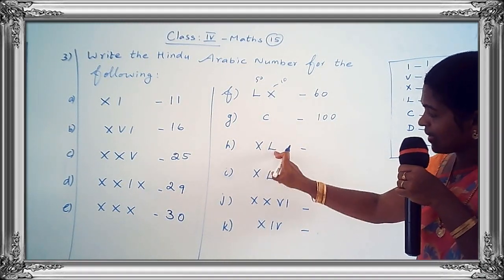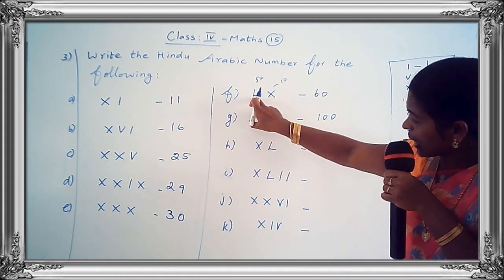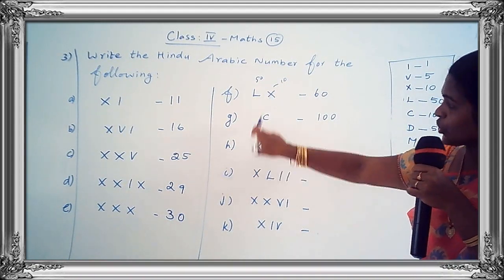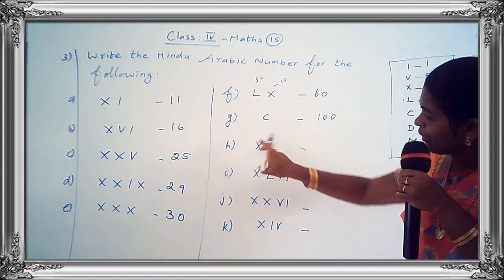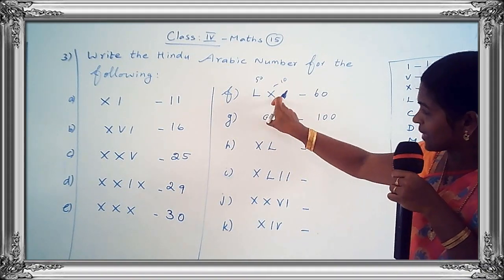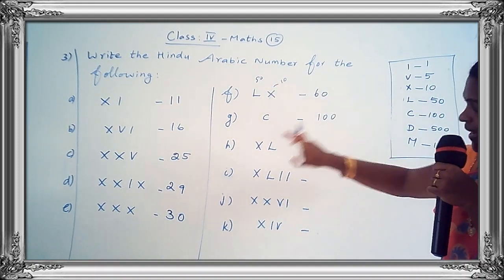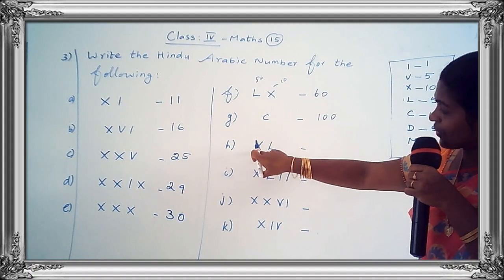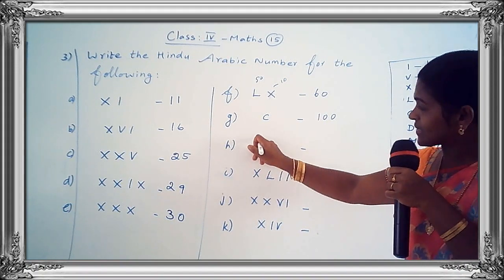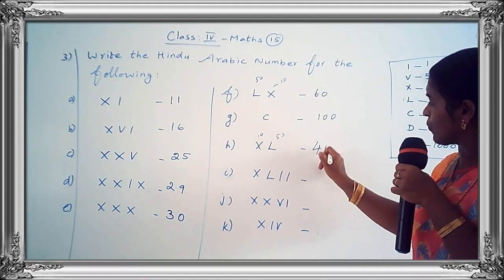Here X is written before the large number. Okay children, here X is written before L, whereas in the earlier one X is written after. So what should we do? If written after, we add; if written before, we subtract. So here X is written before the large number, so that's why it is to be subtracted. X stands for 10, L stands for 50. So 50 minus 10 is equal to 40.